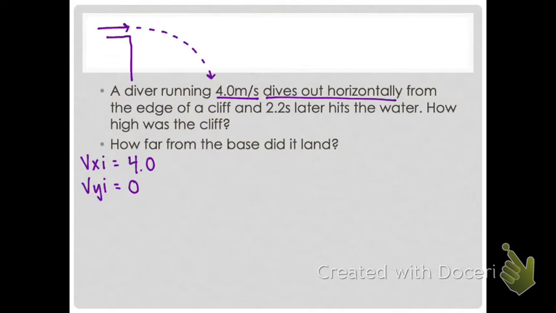Okay? It says my cliff, I don't know how high it is, and I don't know how far away he's going to land. Right? Those are the two things that it's asking me to solve. But it does give me one other piece of information. 2.2 seconds is equal to my time.